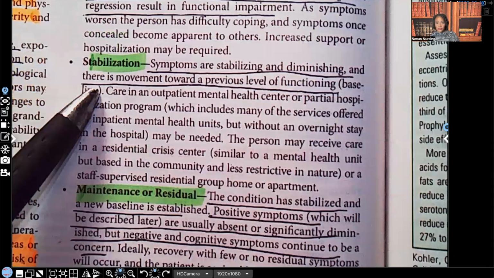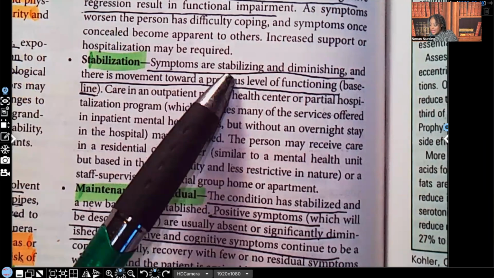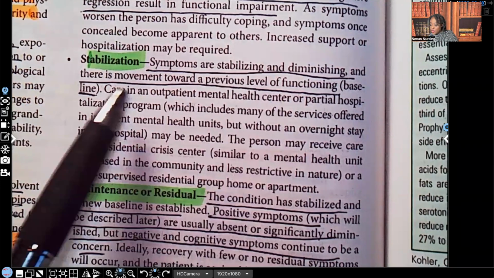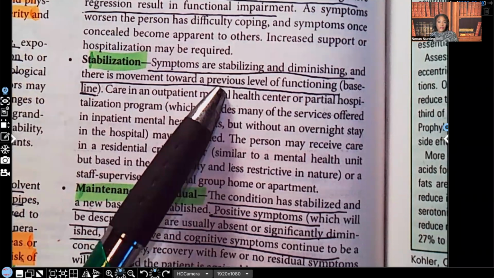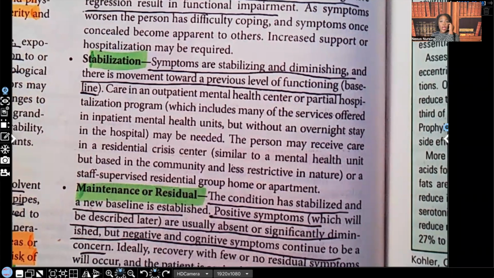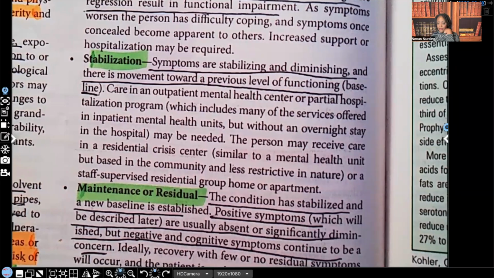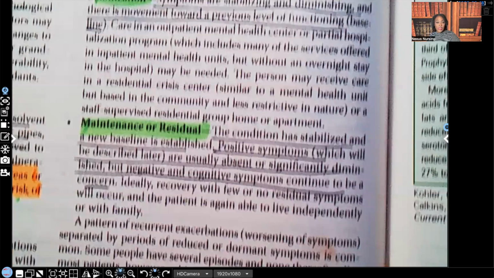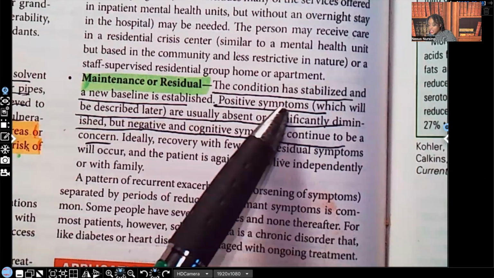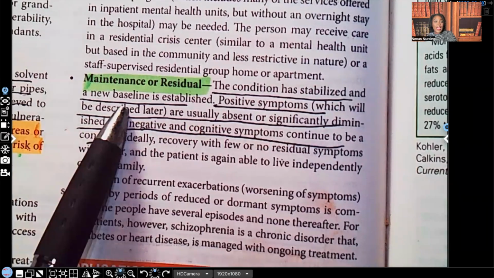Stabilization. Symptoms are stabilizing and diminishing, and there's movement towards a previous level of functioning. They go back to their baseline. Maintenance or residual. The condition has stabilized and a new baseline has been established.